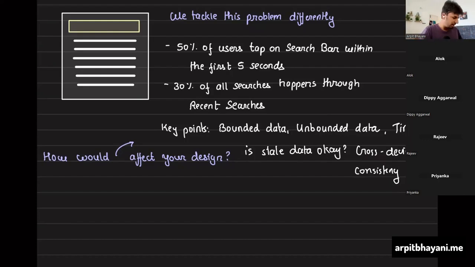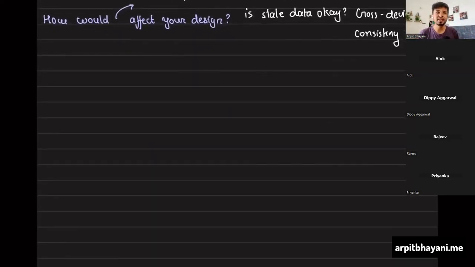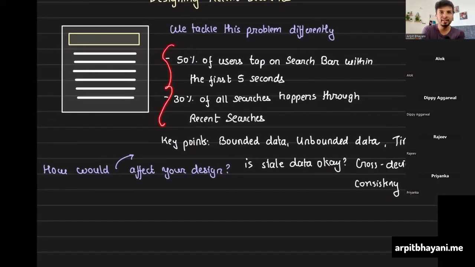Okay, let's go about it. Now, for this, let's start with the data, and then I'll help you brainstorm on different aspects of it and how we are designing. Okay, and just keep in mind that these two metrics are really important for us to make any design decision.